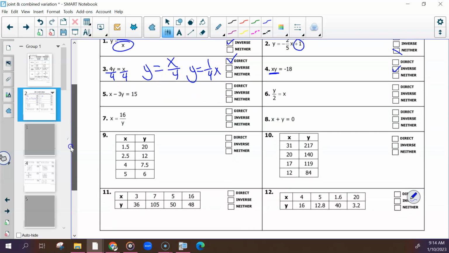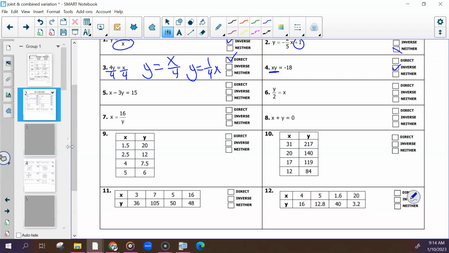Number 9. So if you get a table like this and it doesn't say whether it's direct or inverse, you either need to start multiplying, see if they all give you the same thing, or start dividing and see if they give you the same thing. So let's say we multiply first, just because that's what I chose. If we start multiplying all of these, this last one is 31.5 times 20. Someone tell me what that is. 32.5 times 12. 30. And then 4 times 7.5.